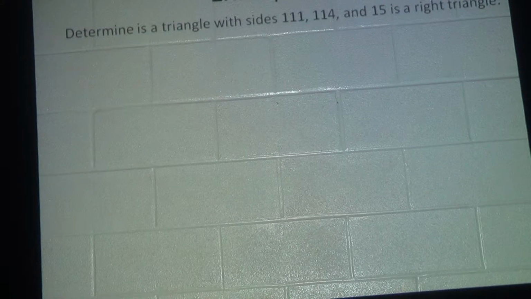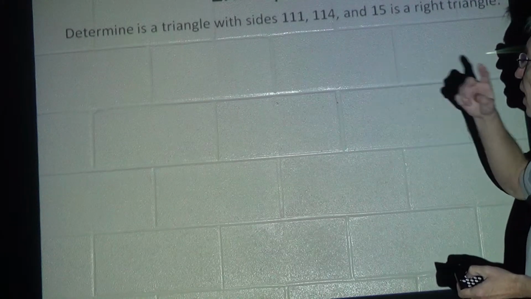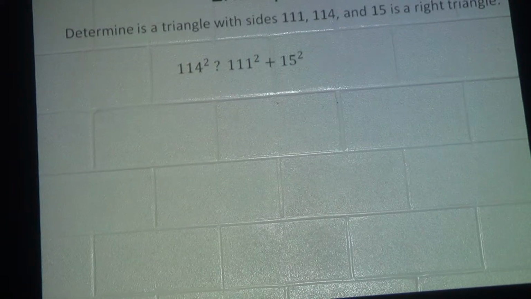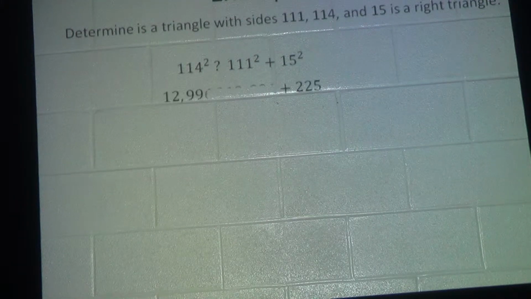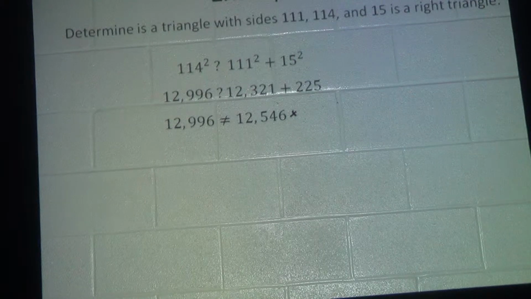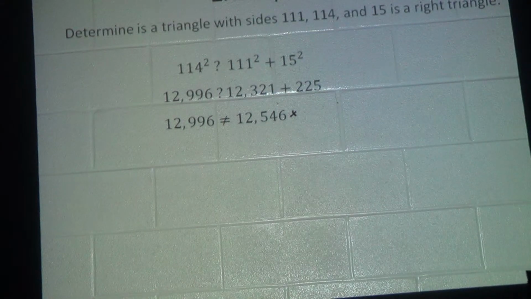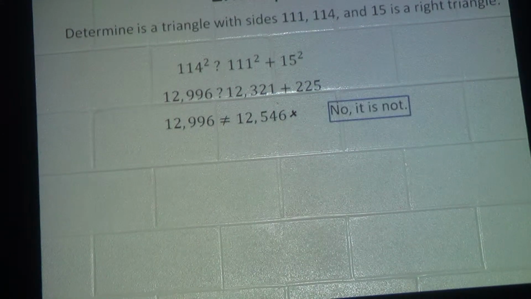This time they gave us a triangle with sides 111, 114, and 15 and ask if it is a right triangle. So what we're going to do is put it in here. So 114 squared is what relationship to 111 squared plus 15 squared? So we have 12,996 is what relationship to 12,321 plus 225. So 12,996 is not equal to 12,546. So this is not a right triangle.